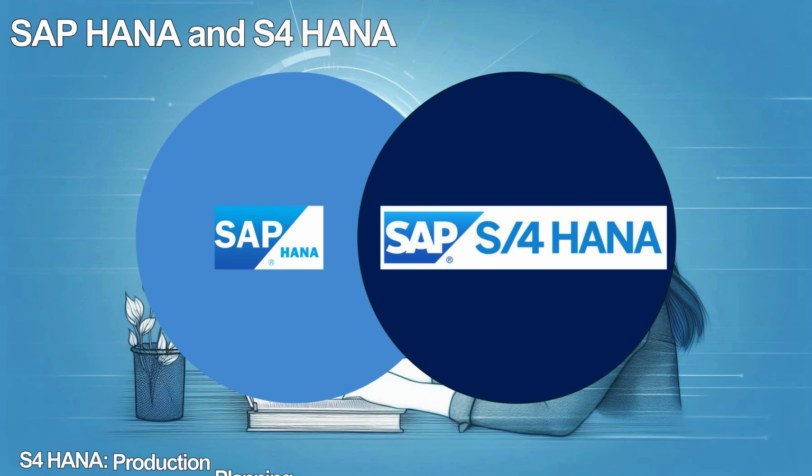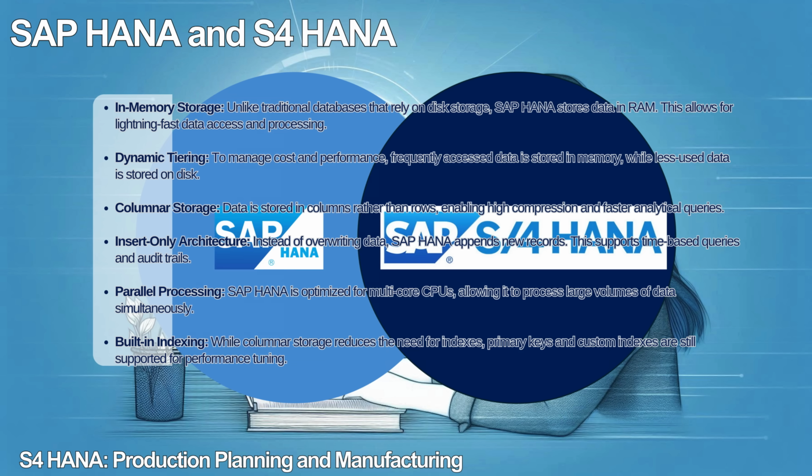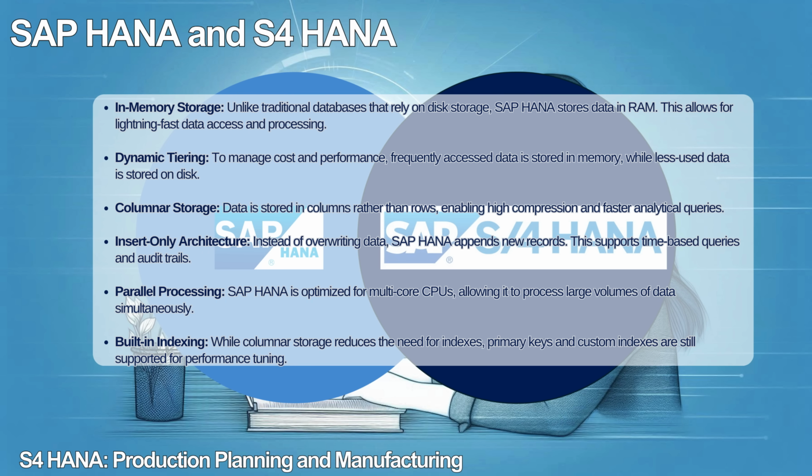Let's talk about SAP HANA and S/4HANA. At the heart of SAP's digital transformation is SAP HANA, a revolutionary in-memory database platform. Let's break down what makes SAP HANA unique. Firstly, in-memory storage. Unlike traditional databases that rely on disk storage, SAP HANA stores data in RAM. This allows for lightning-fast data access and processing.